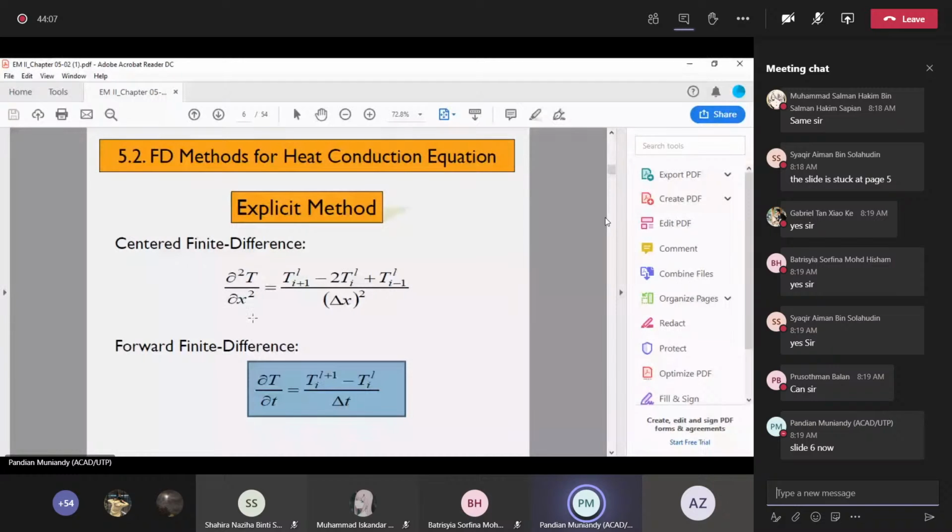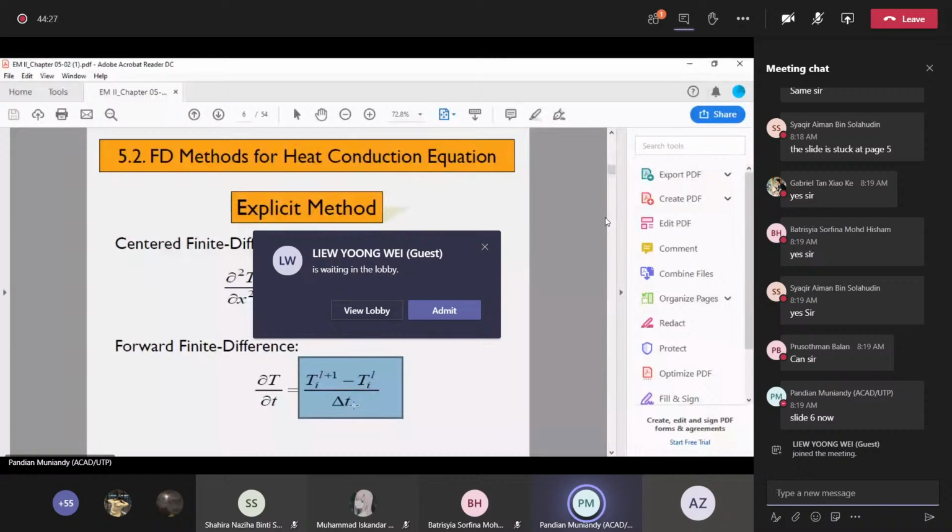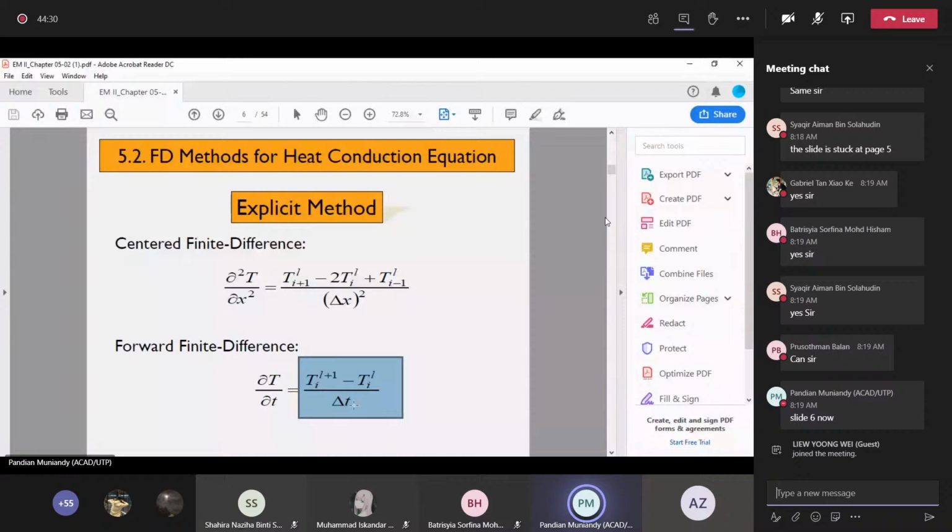So you write down these two equations. Equation number 1 is for del squared T over del x squared. Equation number 2 is for del T over del t. What is important here is that you must understand these terminologies. Del t is the small difference in time. Slide number 6, yeah? And now we move on.